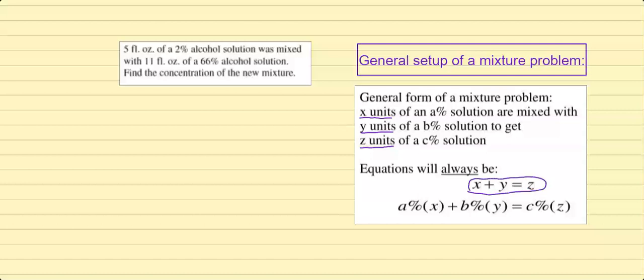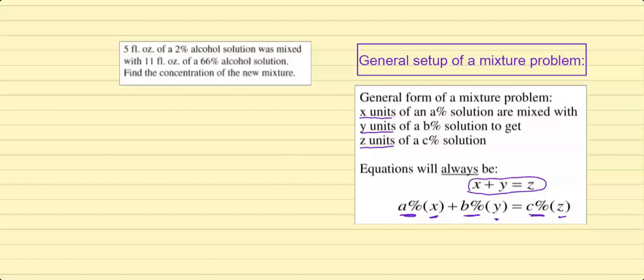So you always set it up as the number of units, X, times the percent solution in the first solution. Then we do Y times the concentration of the second solution. And we end up with a combination of the two, which is at a different concentration. So let's work through this problem.